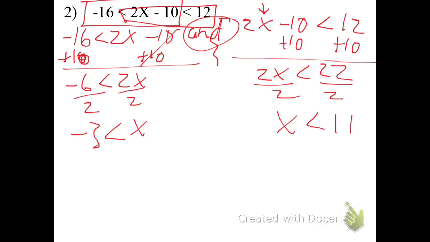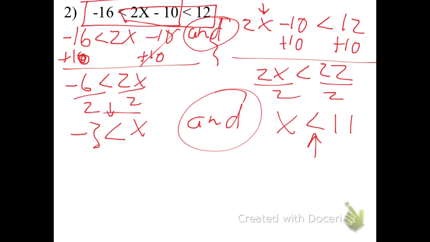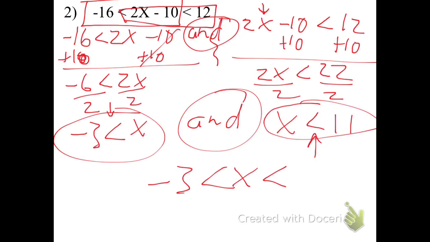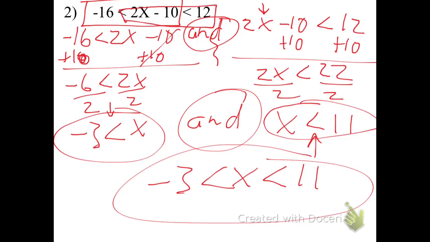Notice I did not switch any of my inequality signs because I divided by a positive. Anytime the number on the bottom is positive, you don't switch. But if the number on the bottom is negative, then you would switch the direction of your inequality. And remember, this is an AND situation. So really, x is between negative 3 and 11, because it's greater than negative 3 and less than 11, so you can really write your answer like so. Ta-da! Just like that.